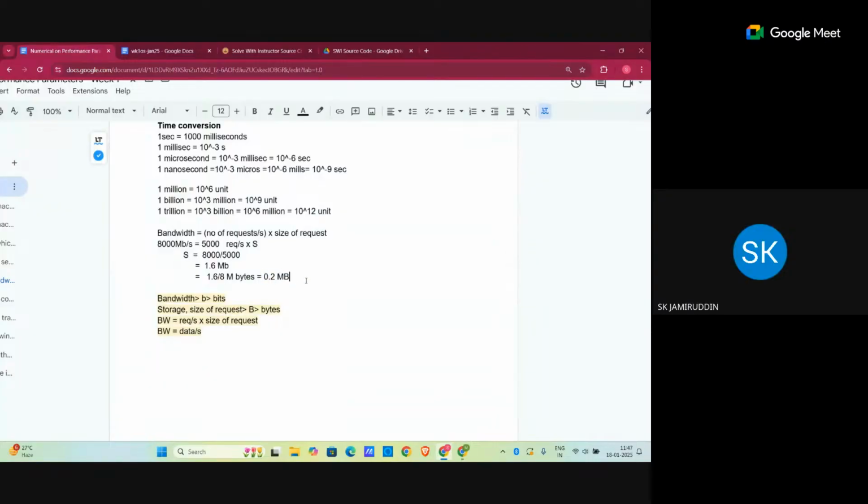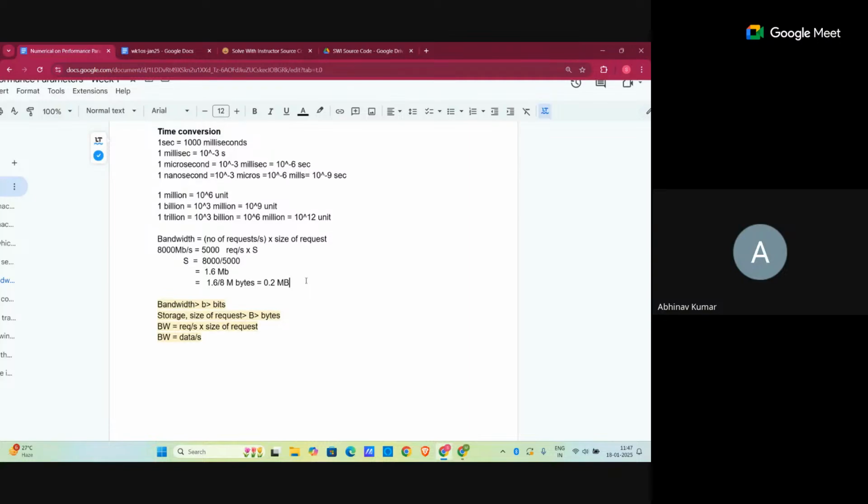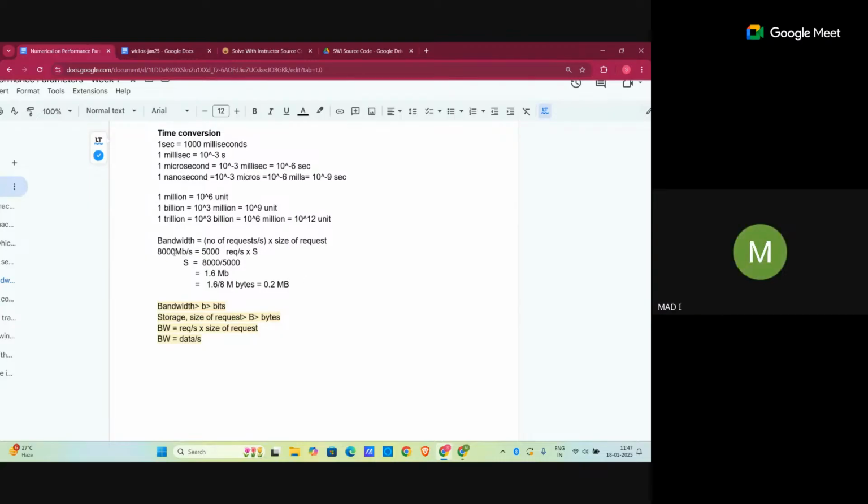Clear? Excuse me, ma'am, you converted gigabits into megabits for ease of calculation, or is there any rule to convert gigabits before the calculation? Just for ease of calculation. Otherwise this would have been 8 Gbps divided by 5000. Anyway, you had to convert it, right? That's why, for ease of calculation, I took it as 8000 Mbps. Got it.